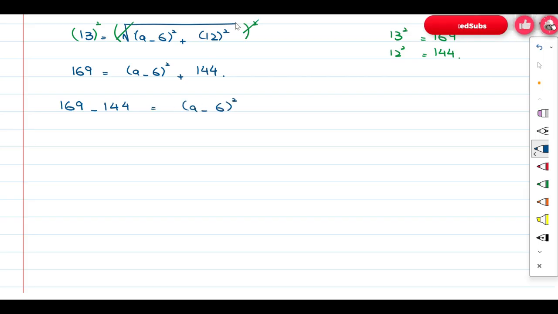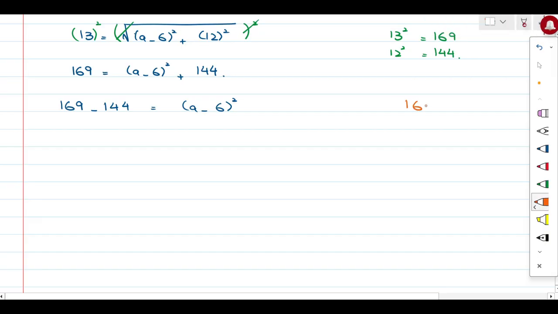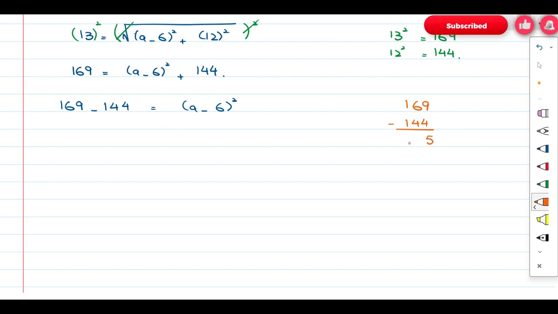Okay, let me solve this, 169 minus 144. When you subtract it, from 9 take away 4 is 5 and from 6 take away 4 is 2. 1 take away 1 is 0, so it's just 25. So here we have 25 and here we have (a minus 6) whole square.